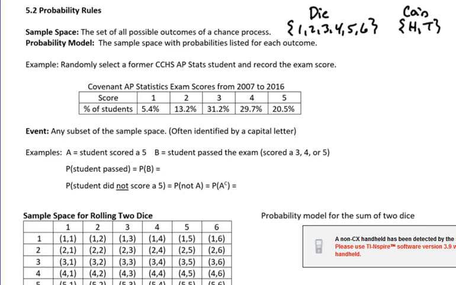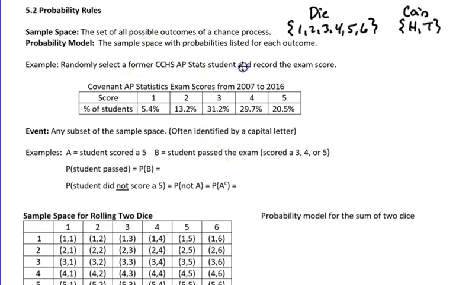A probability model then takes the sample space and assigns a probability for each outcome. So for example, for the coin, we would have heads and tails and then 0.5 for each one of them. So this would be the possible outcomes, and this would be the probability.